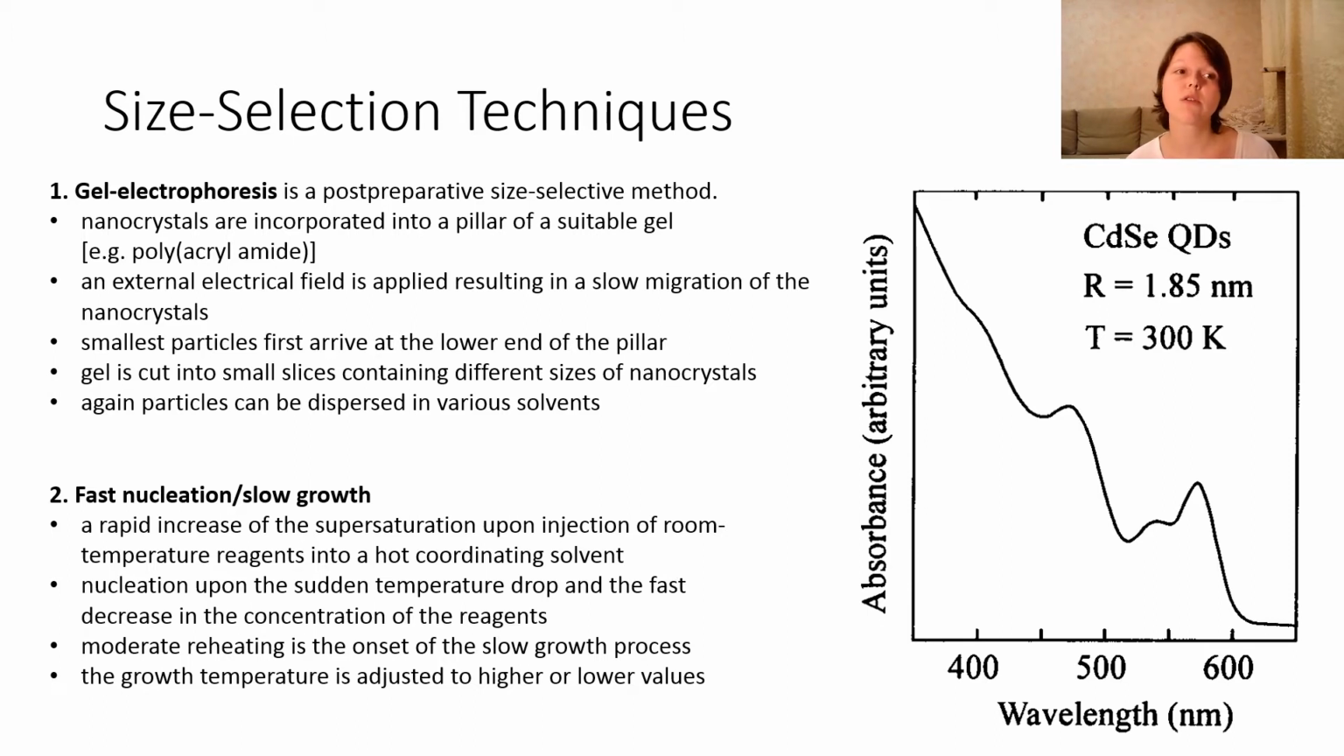Here, nanocrystals are incorporated into a pillar of a suitable gel. An external electrical field is applied, resulting in a slow migration of nanocrystals. The velocity of the motion of the nanocrystals through the gel depends on the surface charge and the size of nanocrystals. Smallest particles first arrive at the lower end of the pillar, while larger particles are still in the middle. Gel is cut into small slices containing different sizes of nanocrystals. After that, particles from different slices can be dispersed in various solvents.